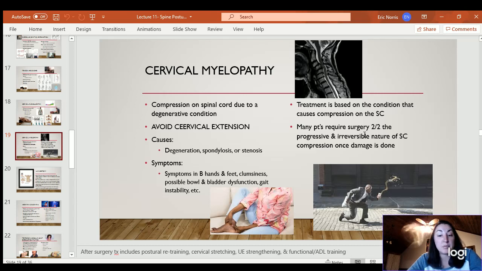And same with bowel and bladder function. If it suddenly disappears, they immediately need to leave wherever they are and go to the hospital, because that will become irreversible if they wait too long. And then the same type of treatment will be for this patient if they do have a surgery as with any of our other neck patients. So with posture exercises, stretching, strengthening if the arms are weak or legs are weak, and then functional or ADL training, trying to get them back to the highest function, even if there is some lasting damage.